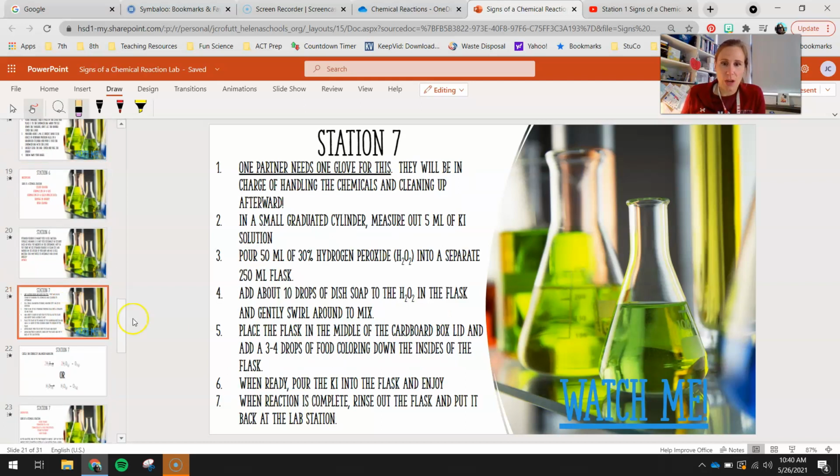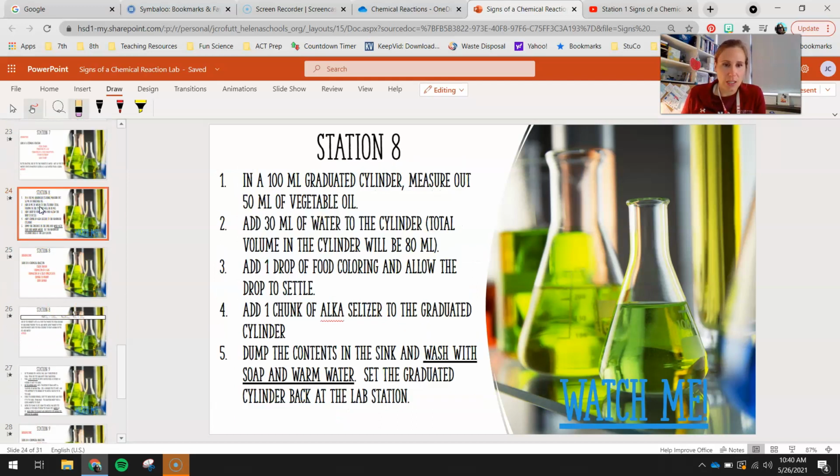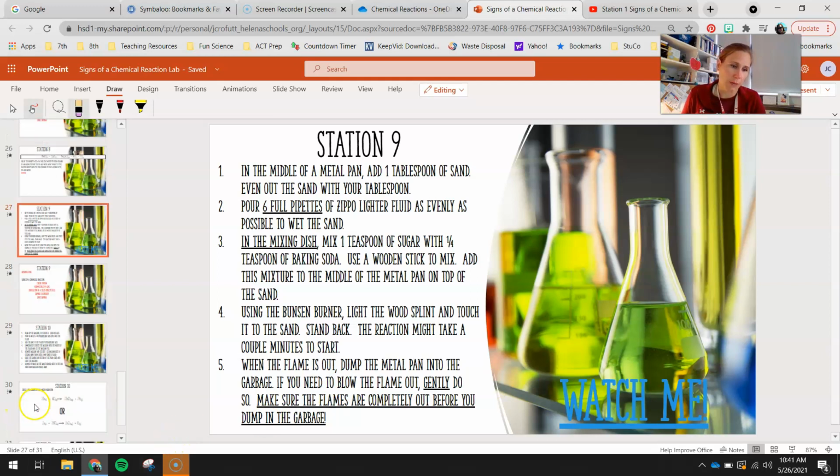Station 7, you will be doing elephant toothpaste, which is one of my favorite experiments I do all year. Station 8, you are doing a little mini lava lamp using Alka-Seltzer, vegetable oil, water, and food coloring. Station 9, you are doing what I call the carbon snake. This one's kind of a longer video because it does take a little bit of time for the reaction to take place, but overall it's pretty cool, pretty fun.